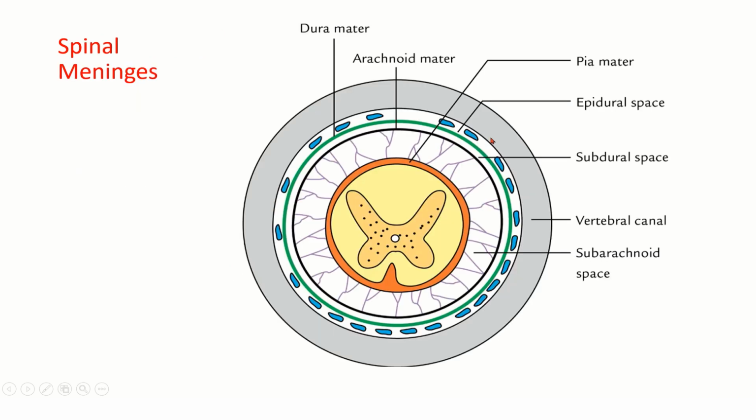So let us see the spinal meninges. You can see this green one; this is the dura mater. Outside the dura mater, you can see the epidural space, where drugs can be injected. This is the most commonly used procedure in anesthesia, epidural anesthesia. Then you can also see the subdural space between the dura mater and the arachnoid mater. You can see this dark one; this is the arachnoid mater, and this is the pia mater. This is the subarachnoid space where CSF is present.